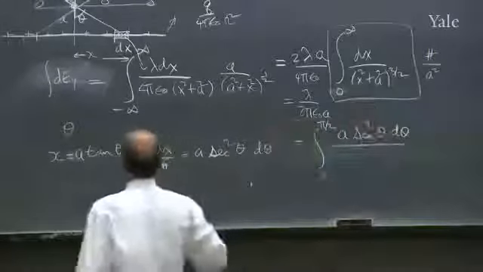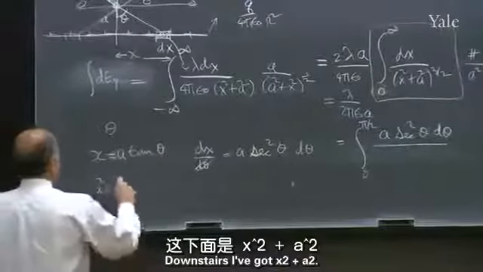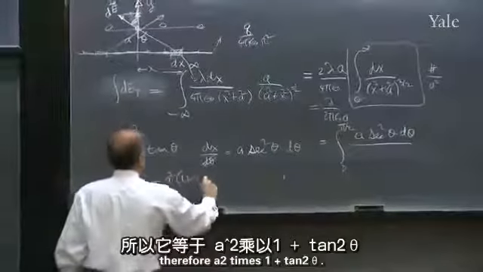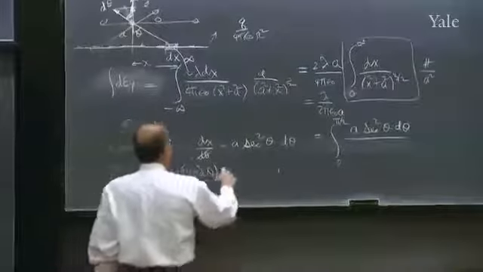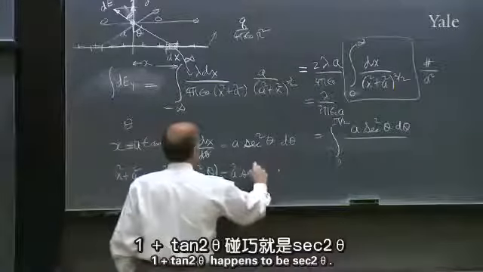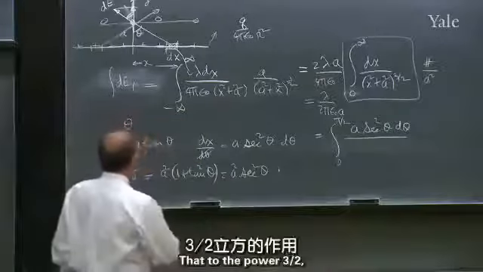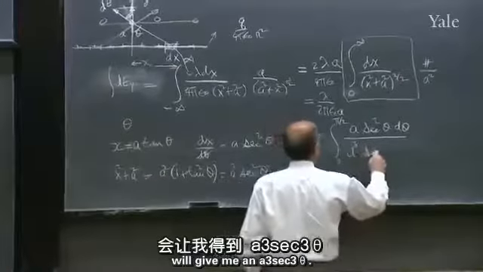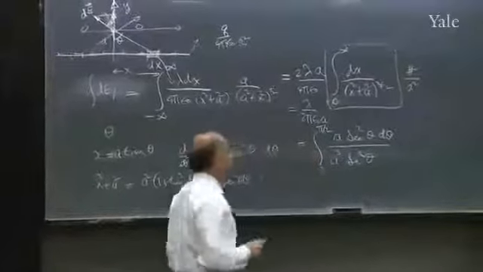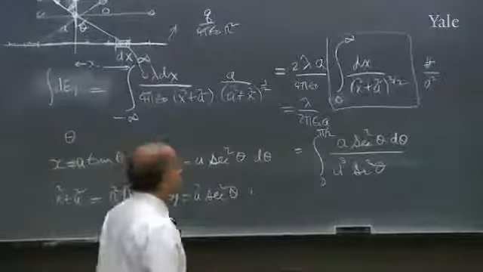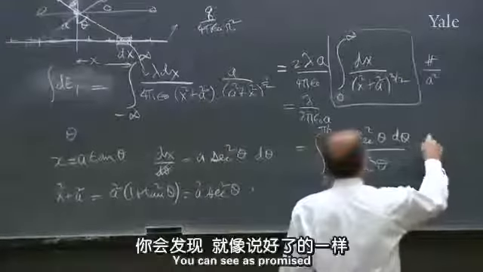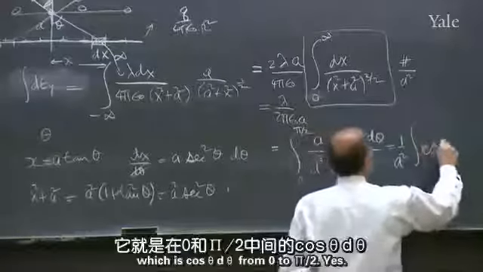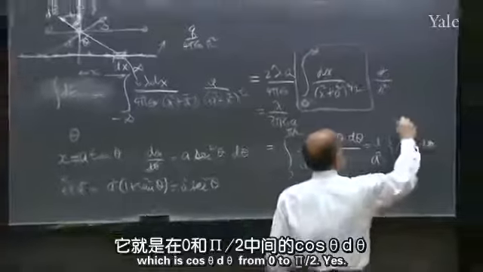Now let's look downstairs. Downstairs I have x squared plus a squared. x itself is a tan theta, therefore it's a squared times 1 plus tan squared theta. 1 plus tan squared theta happens to be secant squared theta. That to the power 3 over 2, which is what I want, will give me an a cubed secant cubed theta. So what do we get? You can see, as promised, I get a 1 over a squared, and I get the integral of 1 over secant theta, which is cosine theta, d theta, from 0 to pi over 2.